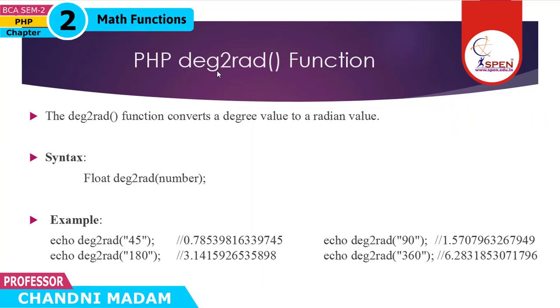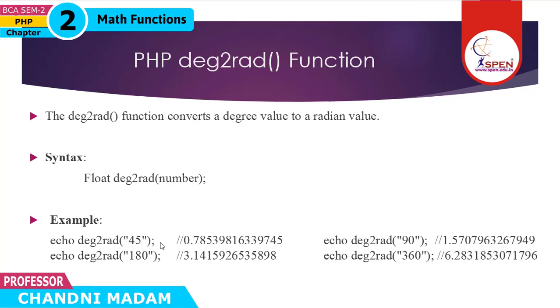Here our next function is deg2rad. That means this function converts deg, that means degree, to rad, that means radian. So this function converts your degree value to a radian value. Here is the syntax. This function requires one parameter, number. This is your degree. So the degree is converted to radian. After executing this function, it will give a float value.